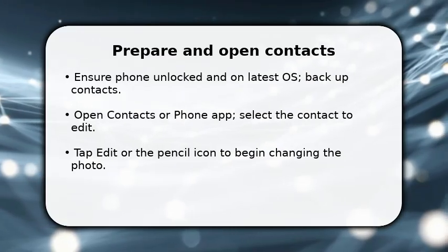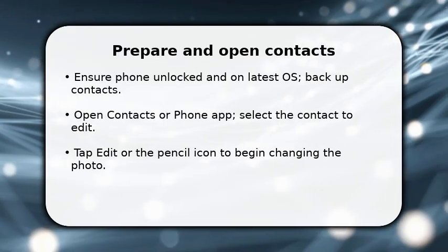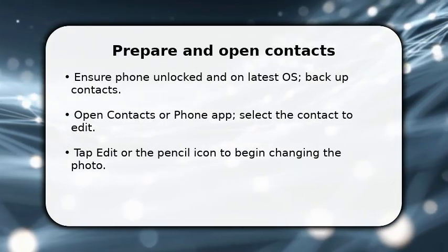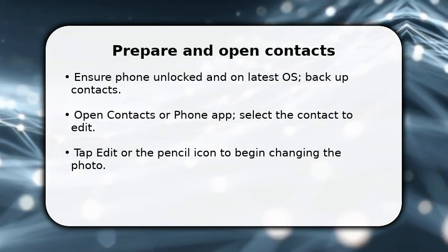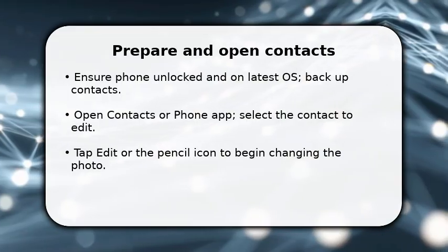You start by unlocking your phone and opening the Contacts or Phone app. This gives you direct access to the person's record. Once the contact is visible, tap their name and choose Edit or the pencil icon to modify fields.